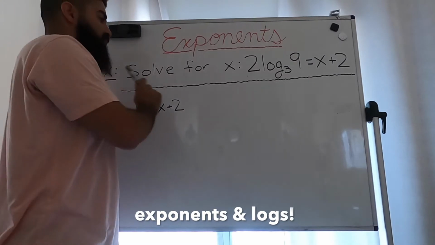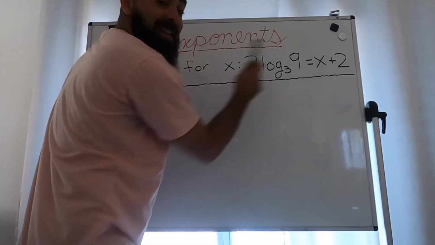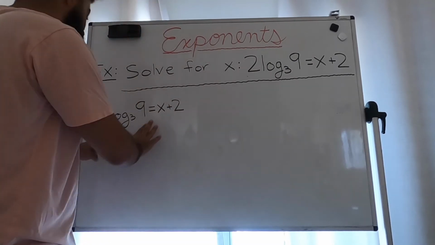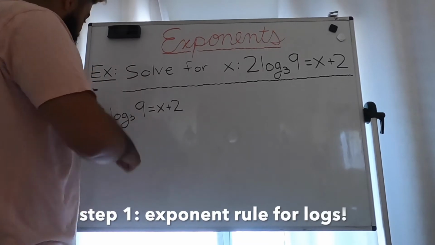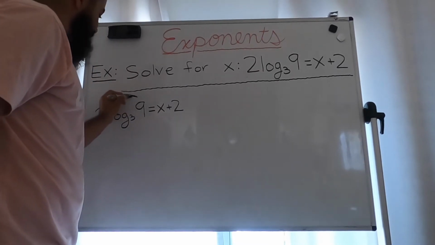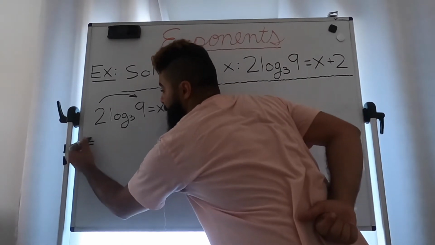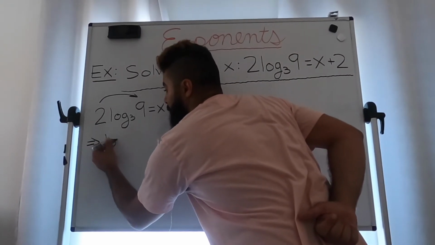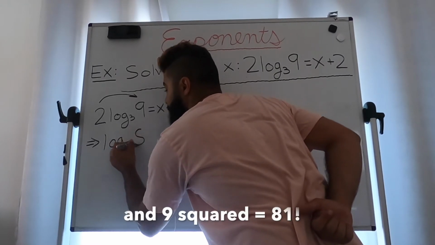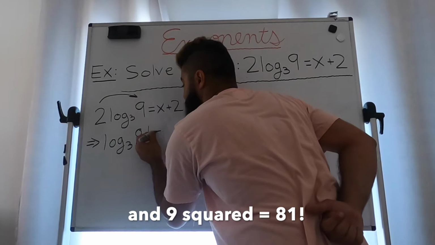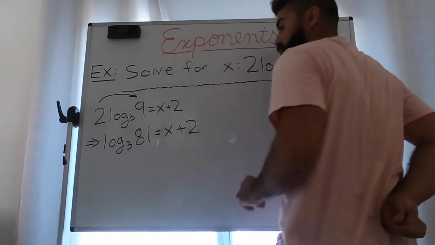So, example, solve for x. 2 log base 3 of 9 is equal to x plus 2. So, we start here. First thing I'm going to do is bring that 2 up top as an exponent for the 9. So then, next step, we get log base 3 still, and it's 9 squared, which is just going to be 81, is equal to x plus 2.